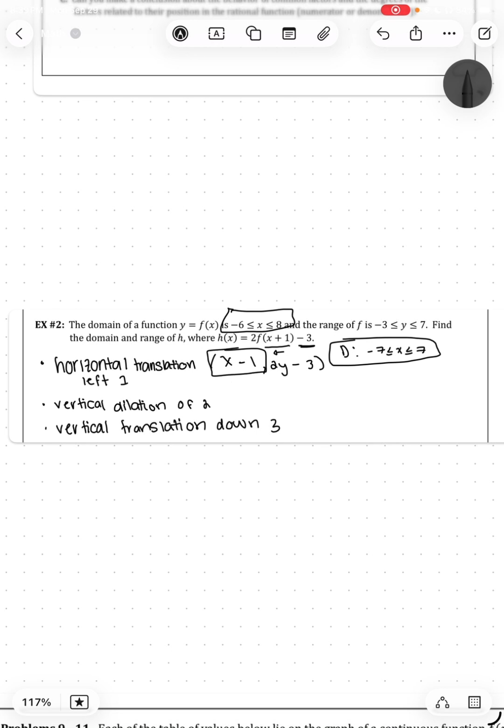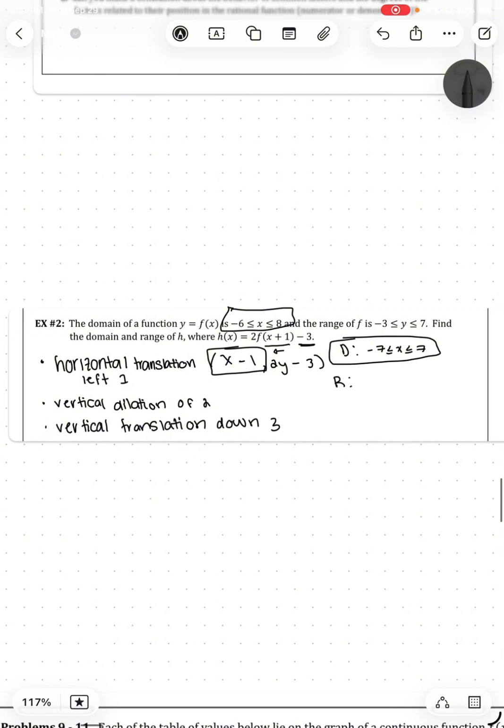Now we move on to our range. Our range for h of x would be -3 times 2, which gives us -6, and 7 times 2, which gives us 14. And then we have to subtract 3, which gives us -9 less than or equal to y less than or equal to -3 plus 14, which is 11. And this is our new range for h of x. And that is our answer for that one.